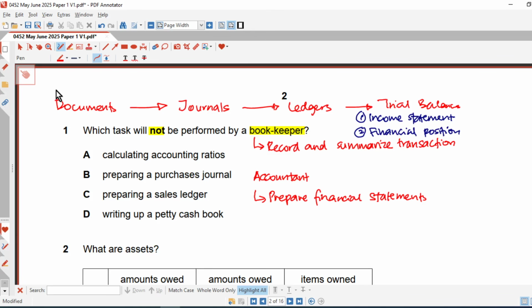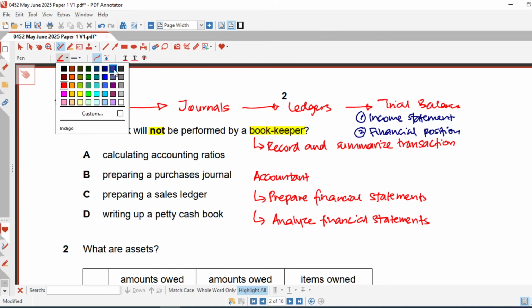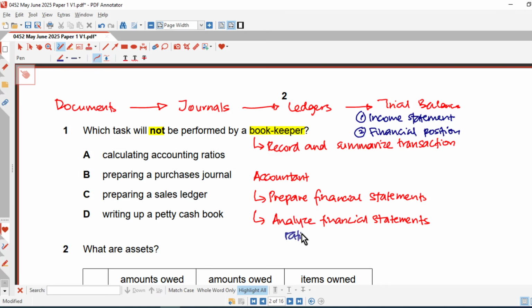With the financial statements, the accountant can do a little bit more, right? Besides preparing financial statements, they will also help to analyze the financial statements to see how the business is performing. When you talk about analyzing, one of the ways that we do it is through the use of ratios. So the accountant will also calculate accounting ratios, and there is your first answer.